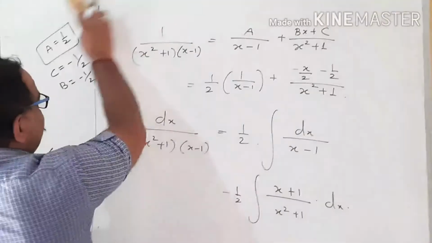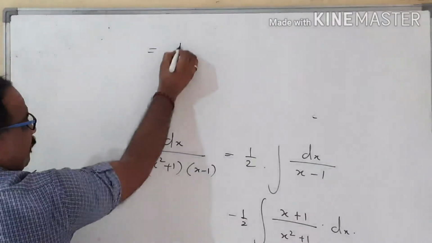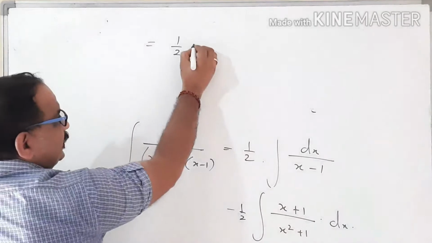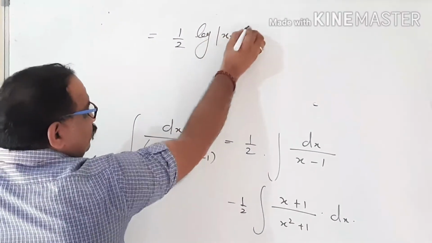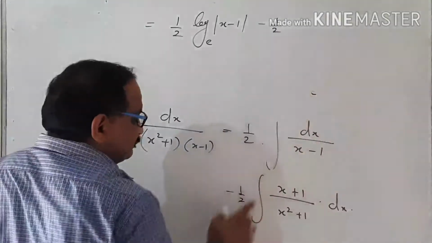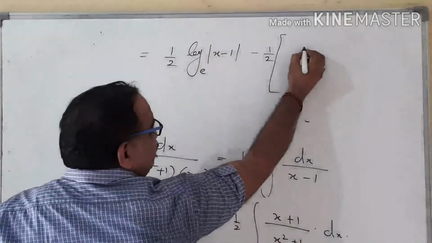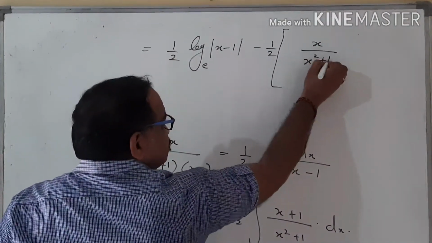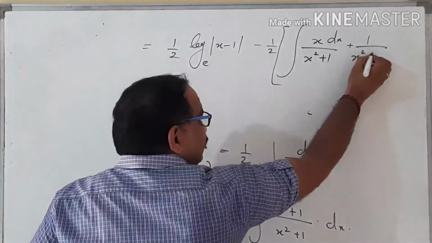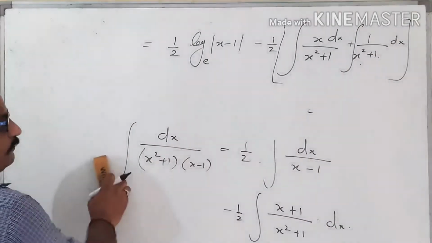So finally, for the conclusion, the integration portion is 1 by 2. The differentiation of the denominator lies in the numerator, so we can write directly the log of that. So log of x minus 1 on base e. That part is over. In this portion, this minus half is there. Take the bracket and isolate the numerator individually. So I'm writing x upon x square plus 1 integration with dx, and one more, plus 1 upon x square plus 1 dx. So these are two integrations. Now we have to integrate them.